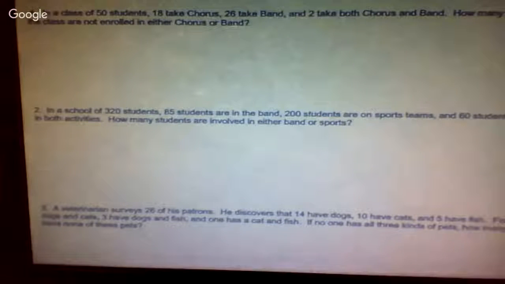So, how many different things are we talking about? We're talking about 2 different things, chorus and band. So, you need to create 2 circles, one for chorus and one for band. I don't know how big the circle's gotta be, so we're just putting one random number in it. So, it says we have 18 that take chorus, 26 take band, and 2 take both.